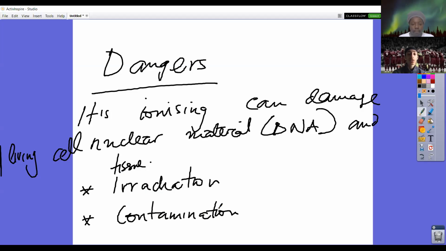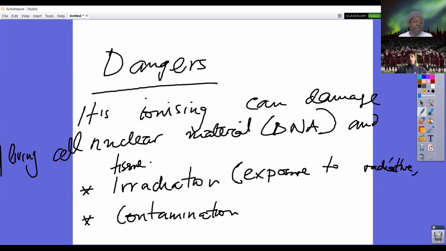Isn't contamination when you contaminate it with something, so it's a mix of something? Yeah, so with irradiation, this is just exposure to radioactivity. So if I have a radioactive source and I'm around it, I'm being irradiated. But contamination is not exposure.